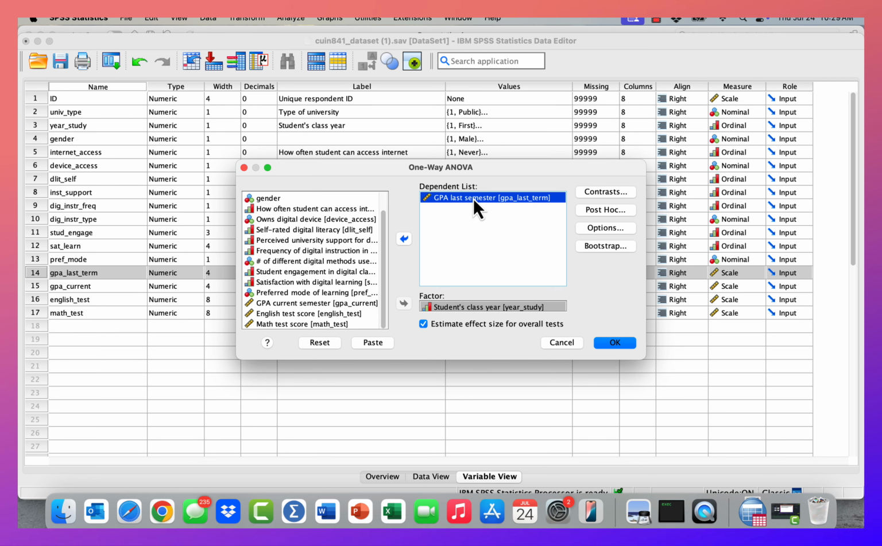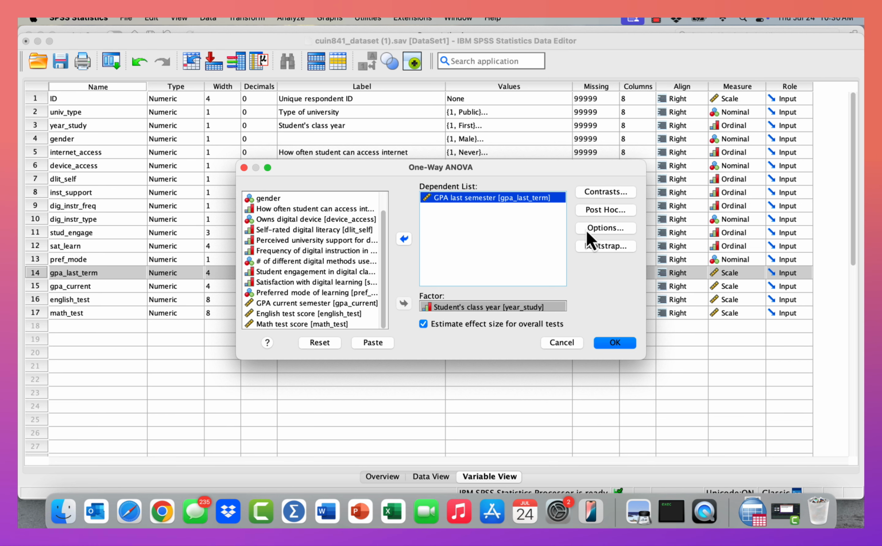If you want, you can run a bunch of one-way ANOVAs about class year. We could put in all of our different continuous variables and look at that if that was our research question, of course. But right now, I'm going to make this simple and just use GPA last semester and class year.